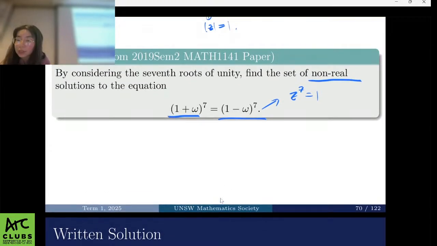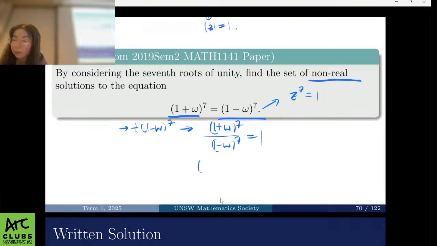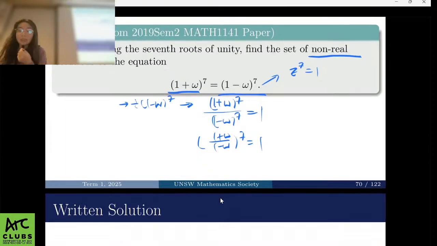So what we can do first is divide everything by (1 minus omega) to the power of 7, and we know that omega cannot be equal to 1 for this reason. But because we're finding the non-real values anyway, it's not going to be equal to 1, so that's not a problem. So then we would get (1 plus omega) to the power of 7 divided by (1 minus omega) to the power of 7 is equal to 1, or we can write it as one whole fraction. So in this case, we can let (1 plus omega) over (1 minus omega) be equal to some complex number z, right?